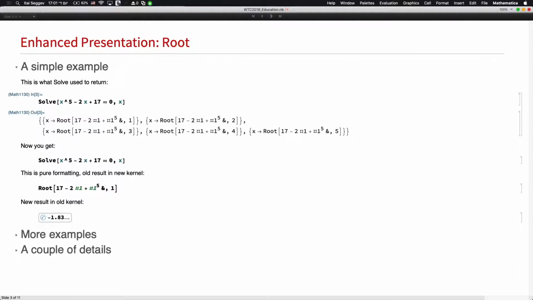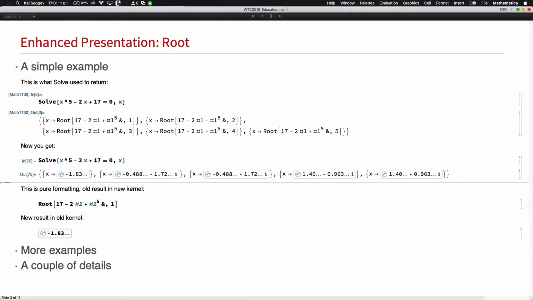Now if you do this in version 12, you'll see something like that. Well, that looks much nicer. So we have one root that is about minus 1.83, and if I hover over it, there's a tooltip with the old input form if you want to know those details. Then we have a conjugate pair and a second conjugate pair, which we had to have since all real coefficients. Now these look very different, but they're in fact the exact same expression.